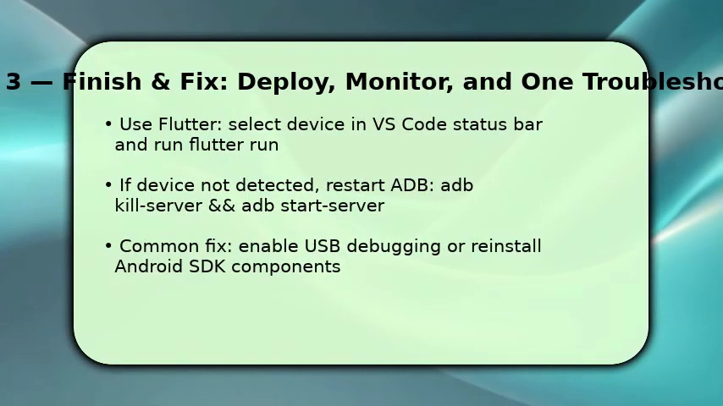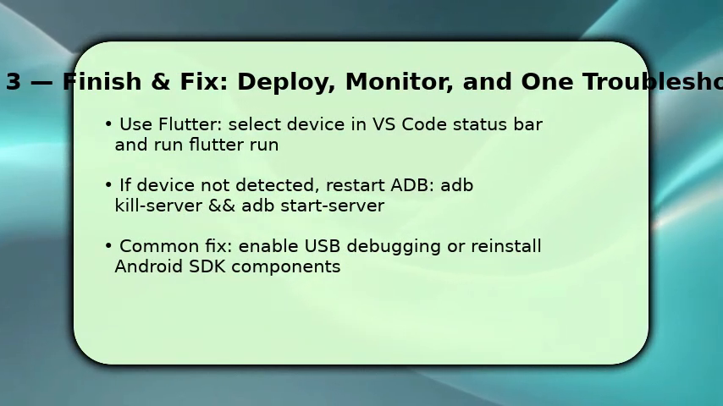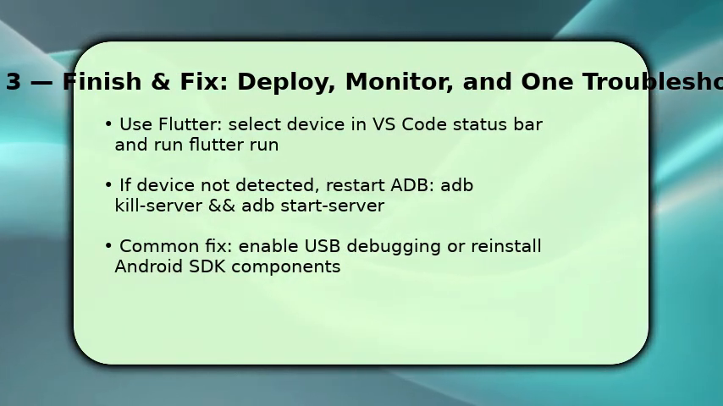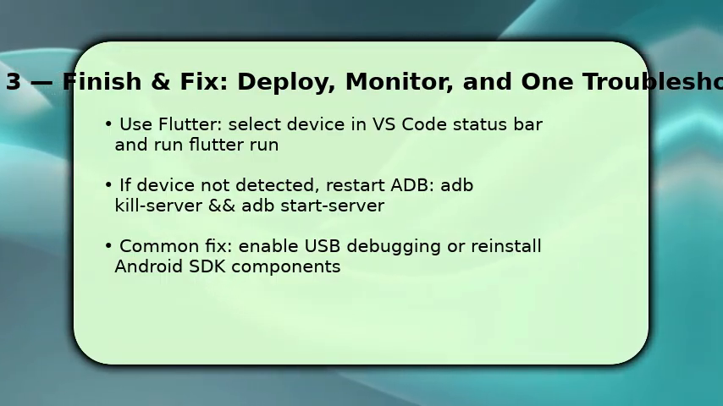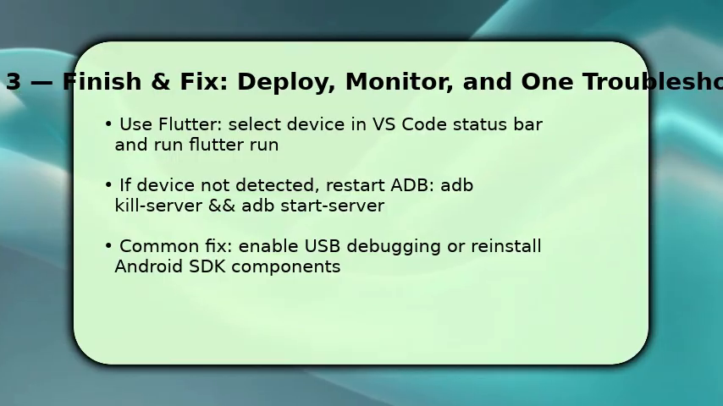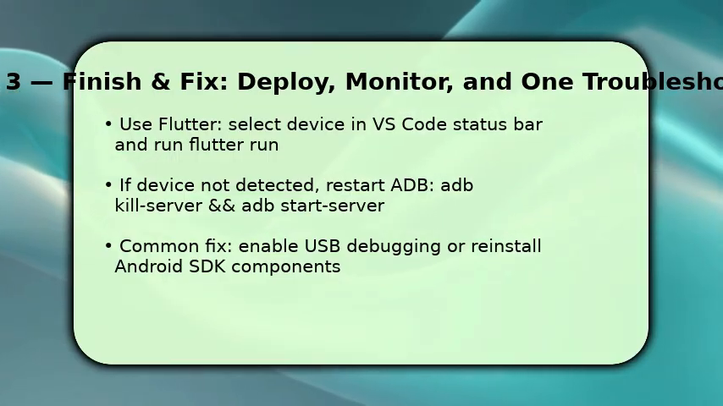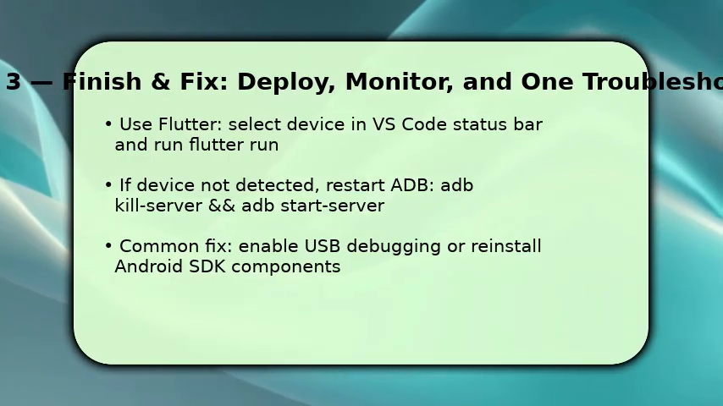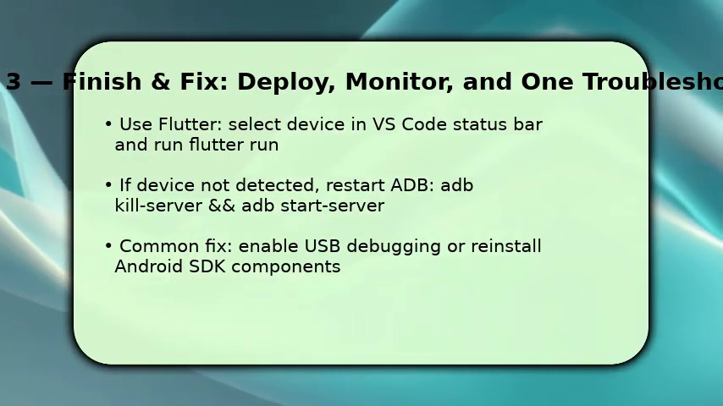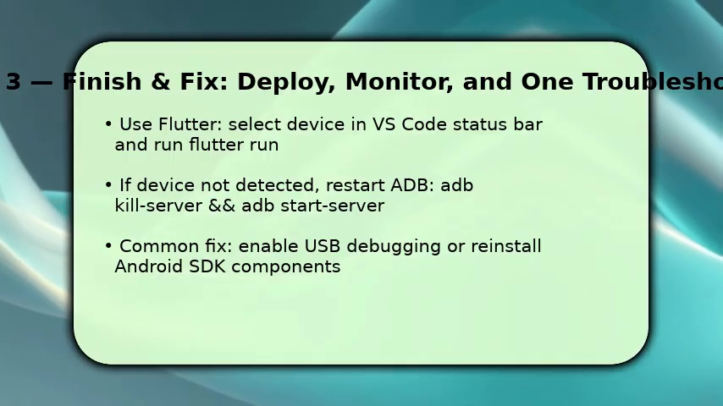Finally, you run your app and confirm the emulator connection. In Visual Studio Code, pick the device from the status bar and run flutter run or press F5 to start debugging. This compiles and deploys your app to the emulator. If the device does not appear, restart ADB with adb kill-server and adb start-server, and make sure your SDK path is correct.